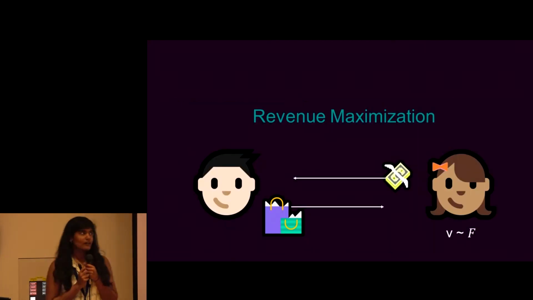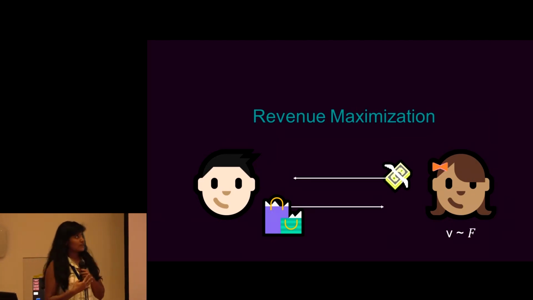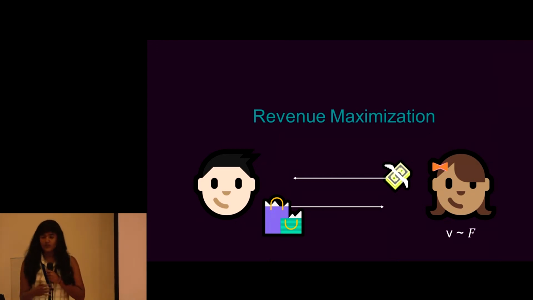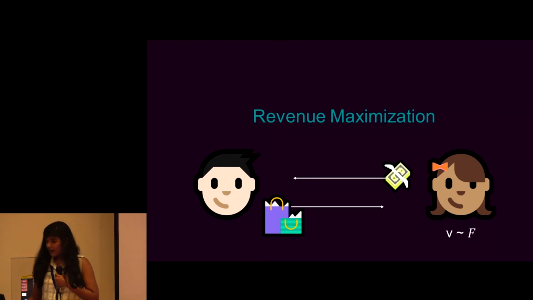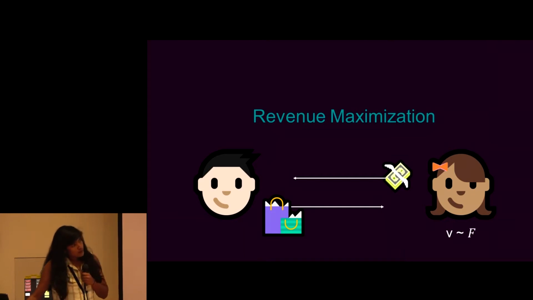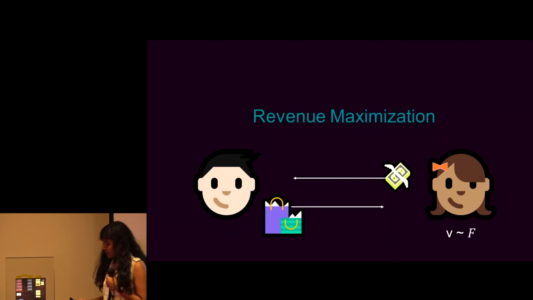So the main high-level goal of this line of work is to maximize revenue. In our setting, we have a seller who wants to sell some items, but he does not have any intrinsic value for the items and just wants to extract as much money as possible from the buyer. And there is one single buyer. The seller does not know the exact value of the buyer, but knows the population from which the buyer arrives.